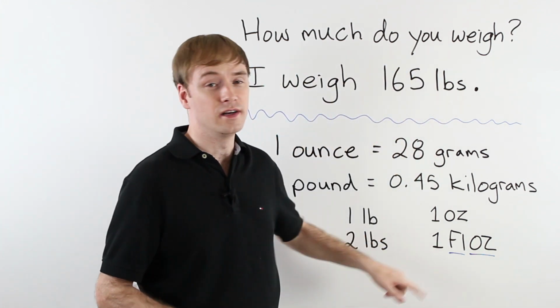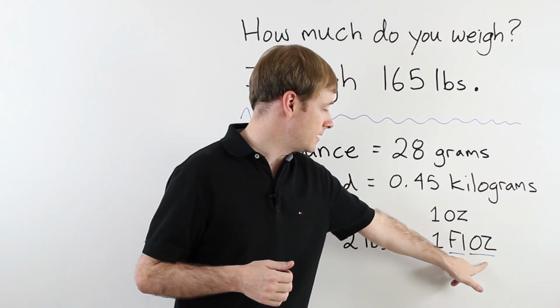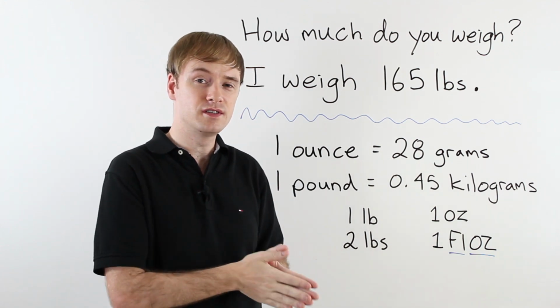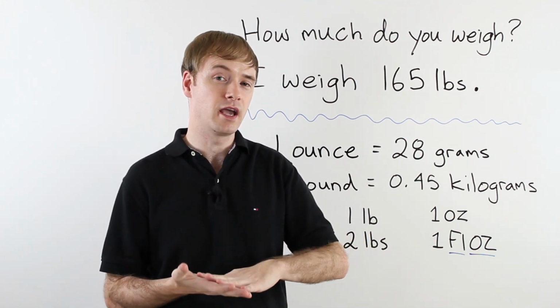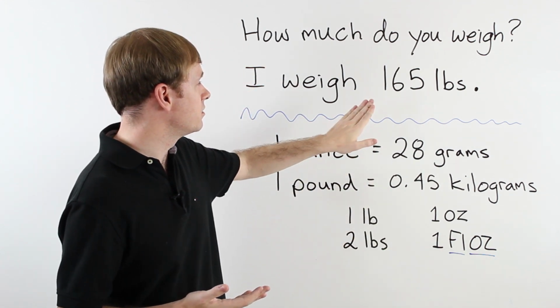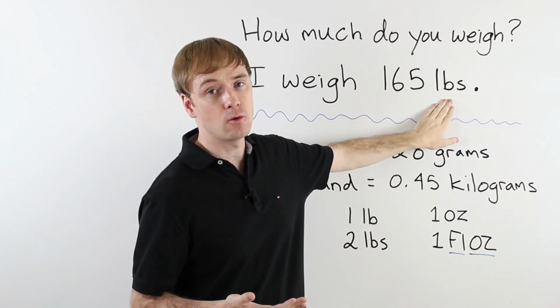You're not going to see the 1. It's going to be a bigger number, but you're going to see the FLOZ. All right, so that's the imperial system. It's an older system. It's a little more complicated and confusing. But my weight in the imperial system is 165 pounds.